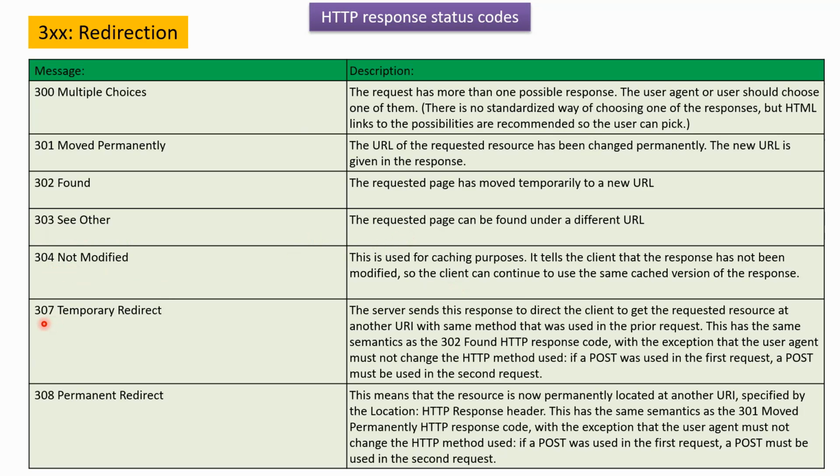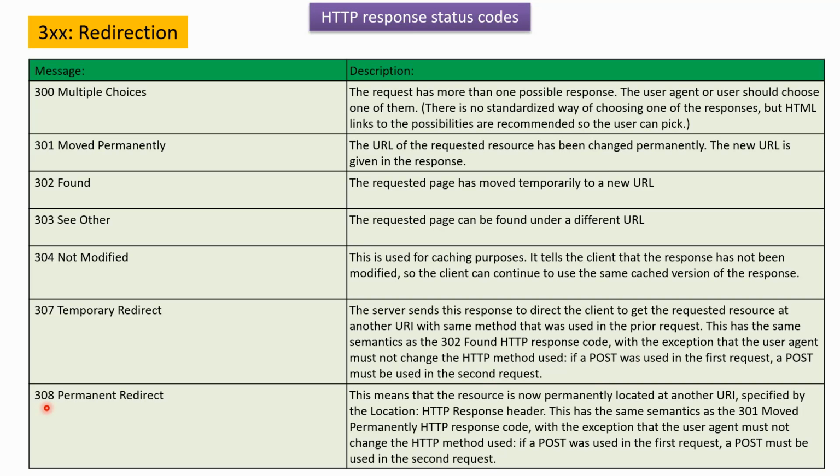Status code 307, which is nothing but temporary redirect. The server sends this response to direct the client to get the requested resource at another URI with the same method that was used in the prior request. This has the same semantic as 302 found HTTP response code, with the exception that the user agent must not change the HTTP method which was used. If a post method was used in the first request, then post method must be used in the second request.